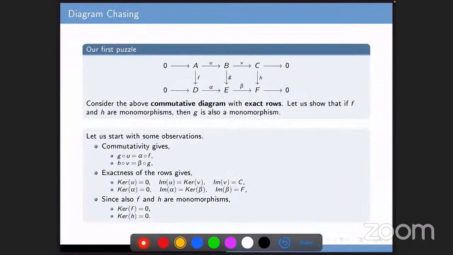Now we move to, how's our time? Okay, we are doing okay. We move to our first puzzle.